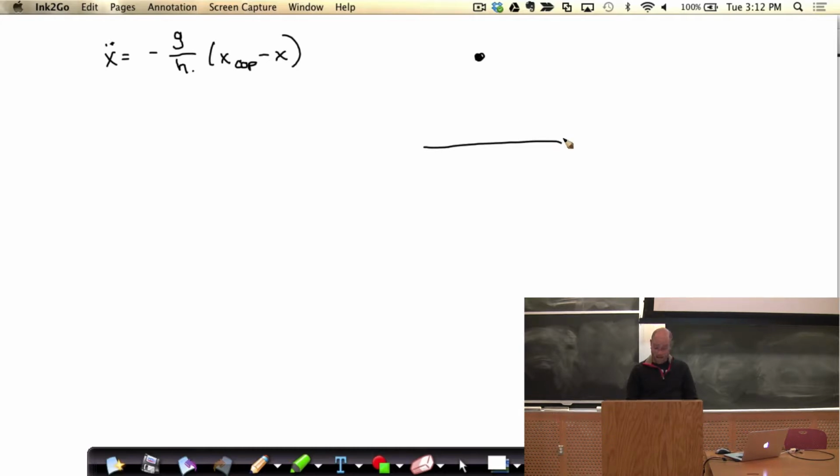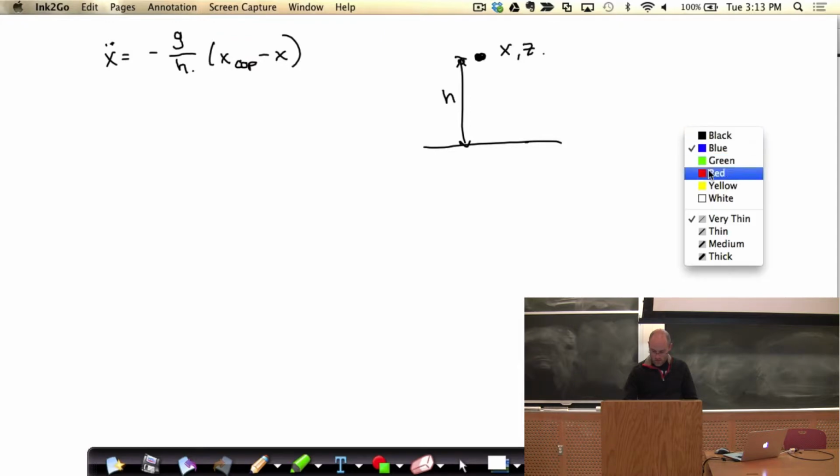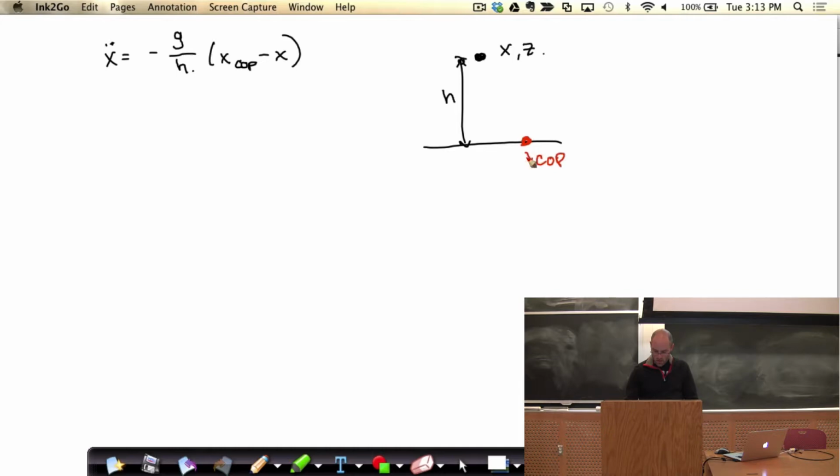So this is still not a simple model. This is the true dynamics of the robot. If I have my center of mass up here, x, and z, or now it's at a constant height h, right? And I have a center of pressure down here. I guess center of pressure was red last time. This is my x COP minus x right here. All right, so what does that tell me?